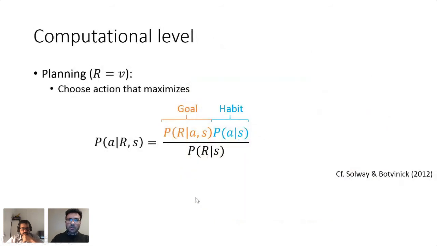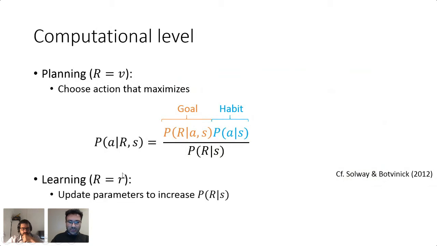So let me describe the model by going through Marr's levels of description, and let us start with the computational level. During action planning, when the animal notices a reward available, it chooses an action which maximizes the probability of action given the reward available. According to Bayes' theorem, this posterior probability is proportional to the product of the likelihood of the reward given action, which I propose is encoded in the goal-directed system, and the prior, which I propose is encoded in the habit system.